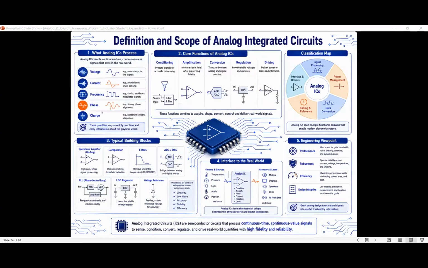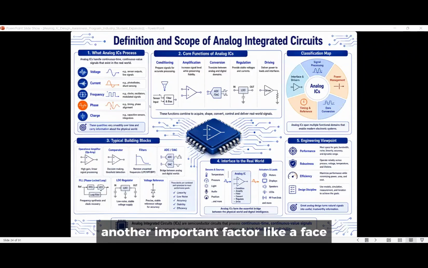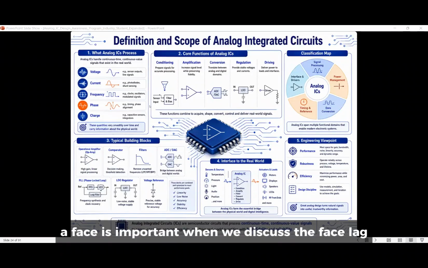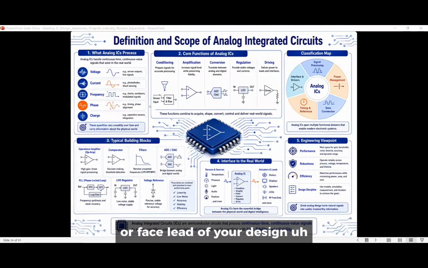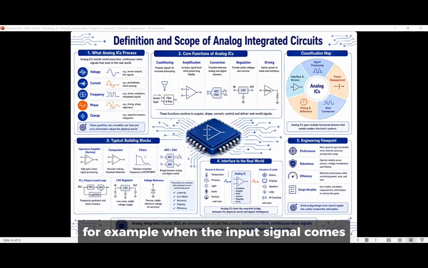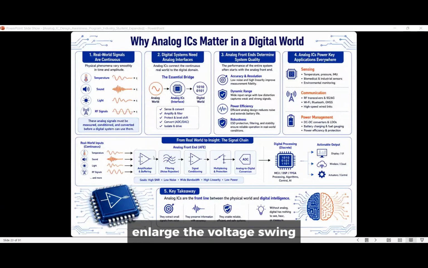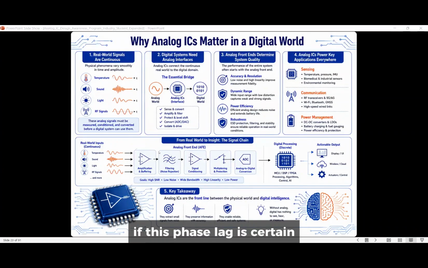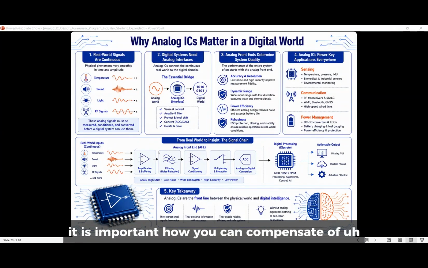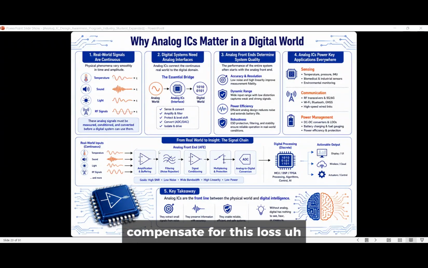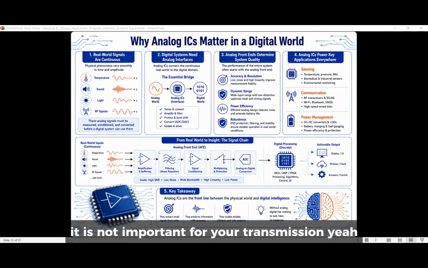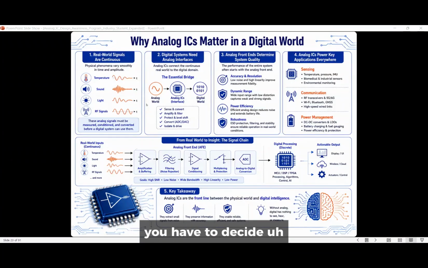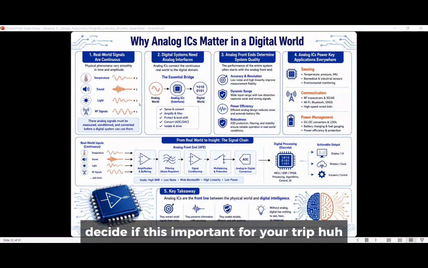Okay. So another important factor is the phase. This phase is important when we discuss the phase lag or phase lead of your design. For example, when the input signal comes, it has a specific phase. After amplification, you can enlarge the voltage swing, but the phase also lags by a certain amount. If this phase lag is important, how can you compensate for this lag? Or maybe it is not important for your transmission. You have to decide if this is important for your chip.